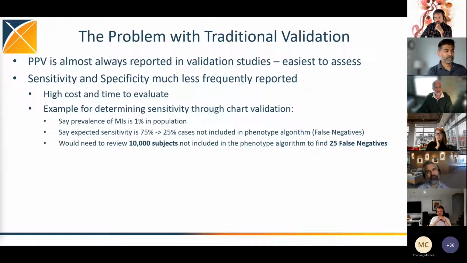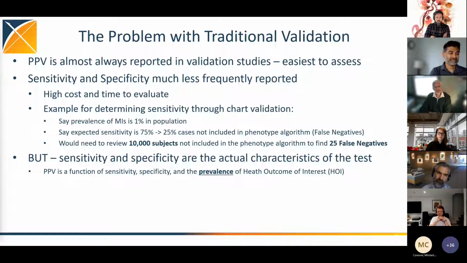With that, you need to review 10,000 subjects who were not included in the phenotype algorithm to find 25 false negatives, and from there you could then determine your sensitivity. So that's a huge task, and you're not going to get 2 clinicians and all the nurse abstractors to be able to do 10,000 subjects.